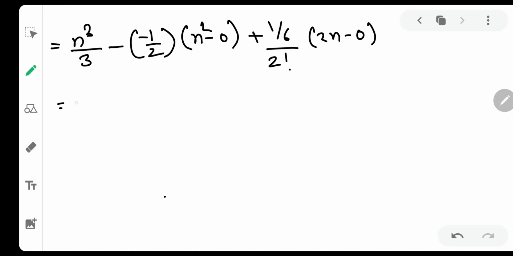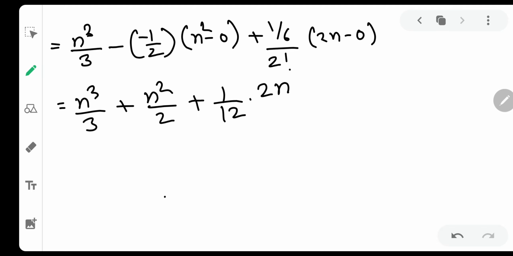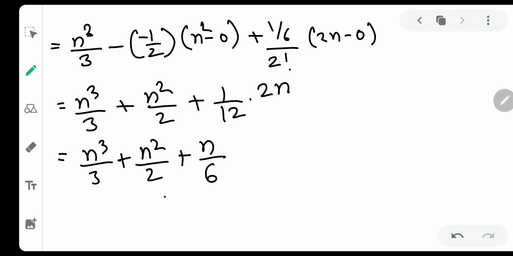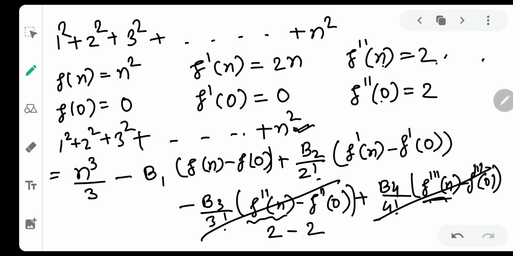That's it. So let us calculate n cube by 3 plus n square by 2. 1 by 6 into 2 factorial is 1 by 12 into 2n. Okay, I hope everyone got up to this. So this will be n cube by 3 plus n square by 2 plus n by 6. Okay, now let us move back and just try to revisit this formula.